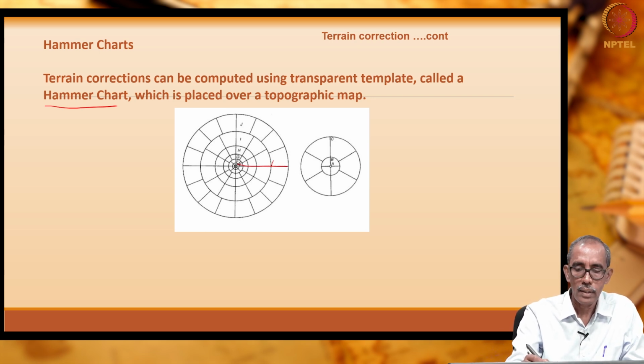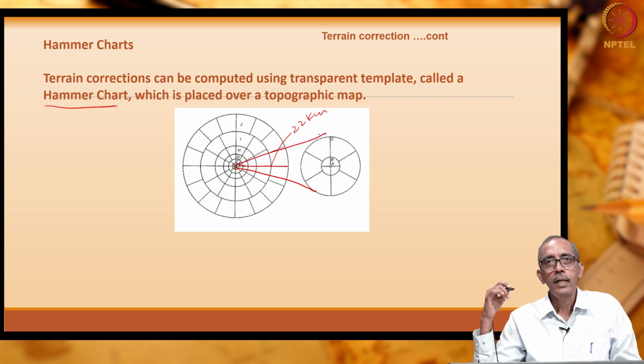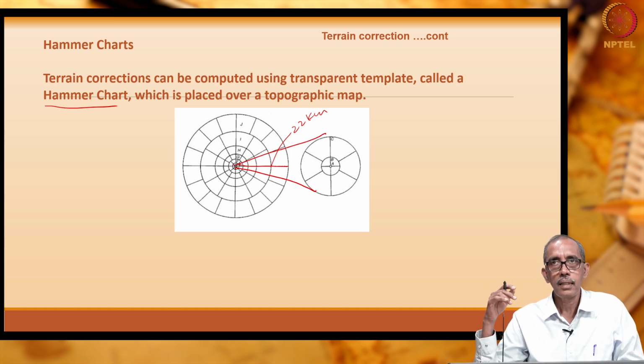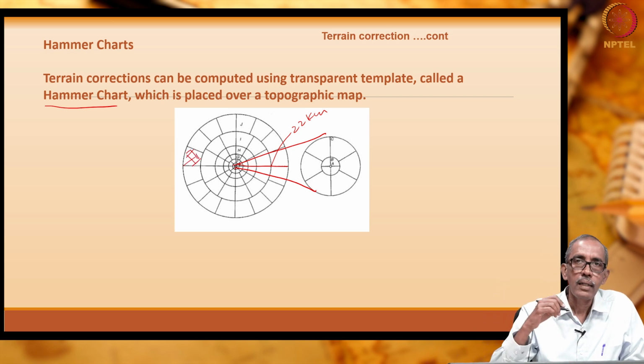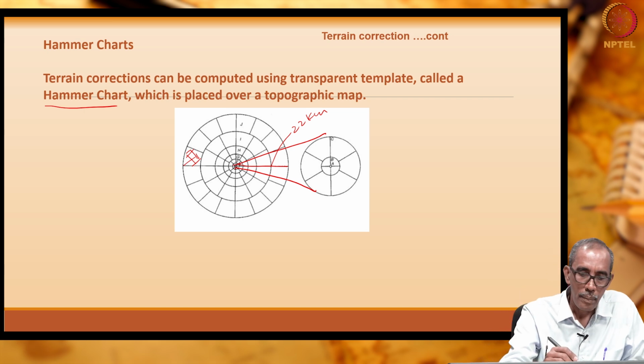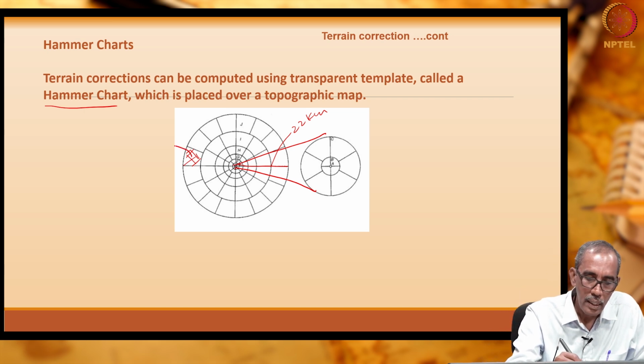The diameter of the circle is 22 kilometers. Right, this is the zoomed version of this inner part. What does this circle have? This circle has got several sectors, several regions. Terrain correction is made by assuming what is the average elevation of this region compared to the center.